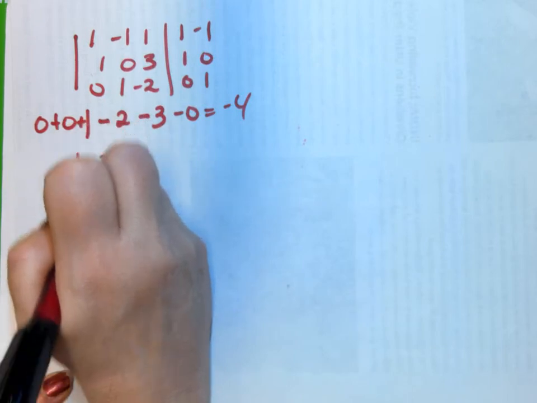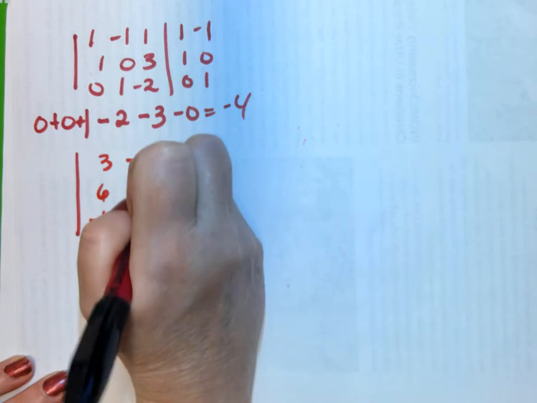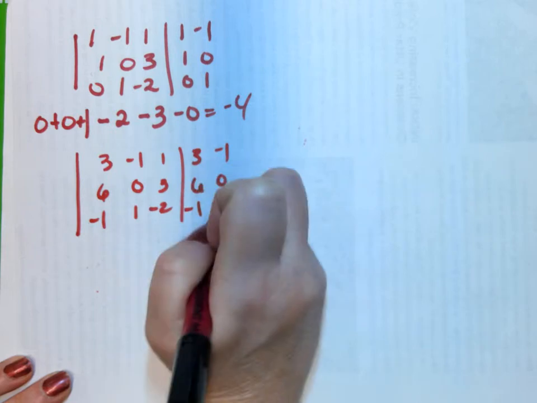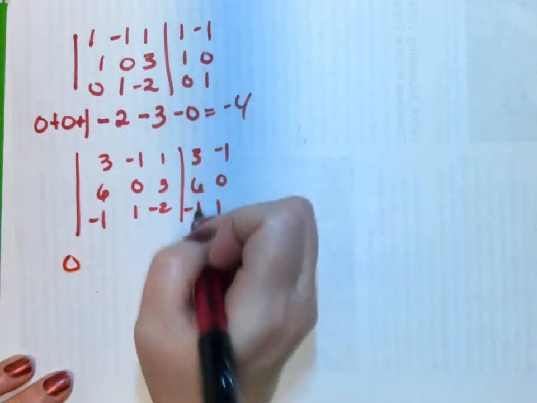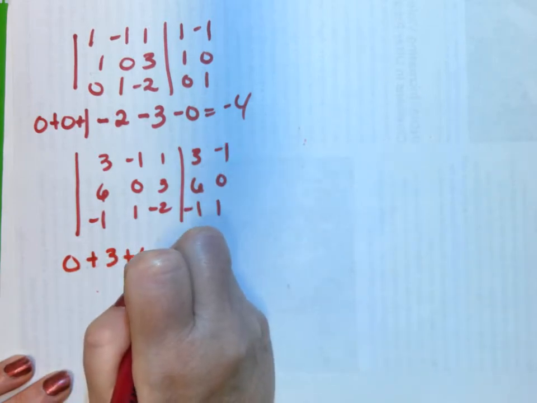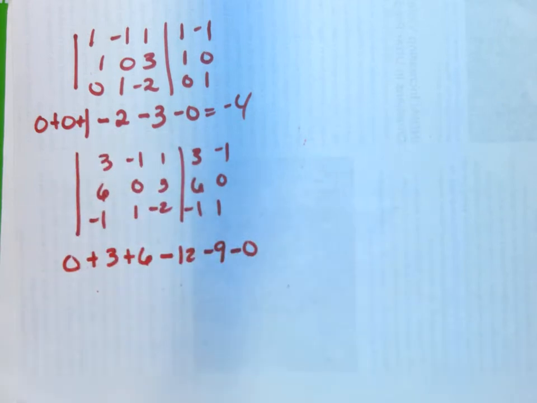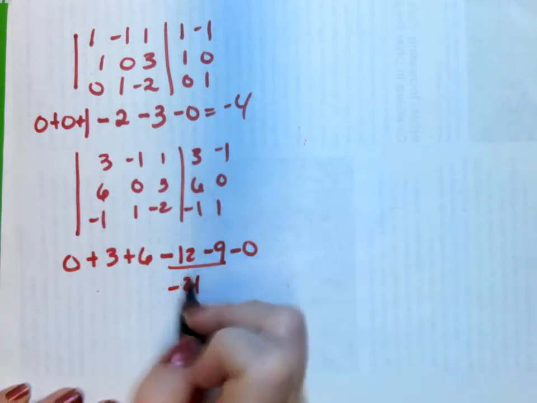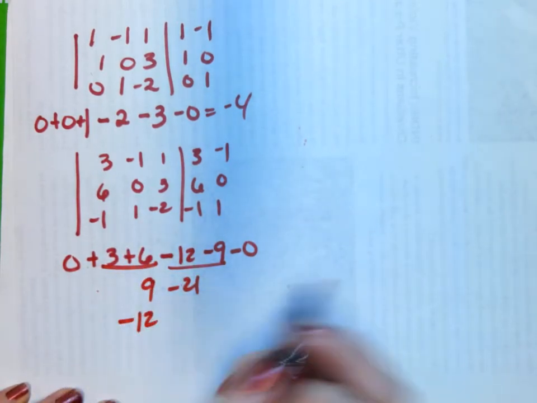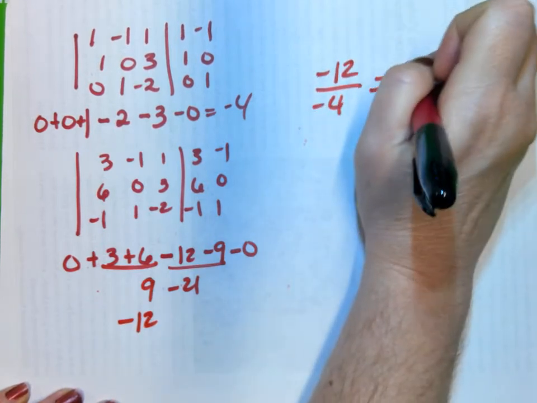So 3, 6, negative 1, copy in again, negative 1, 0, 1, 1, 3, negative 2, copy over, and multiply. That's a 0, that's a plus 3, that's a plus 6. That's a minus 12, a minus 9, and a minus 0. That's a minus 21, and that's a positive 9, so it looks like negative 12. So negative 12 divided by negative 4 is 3.